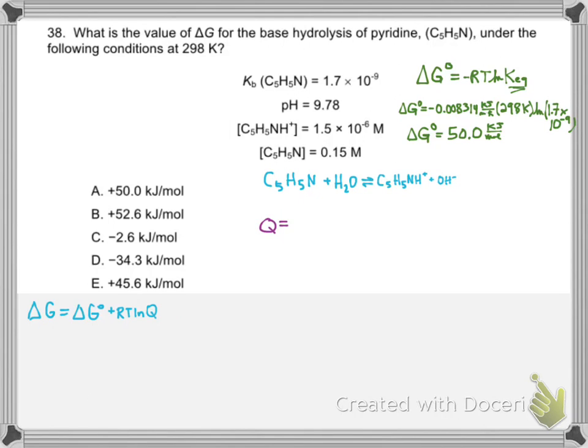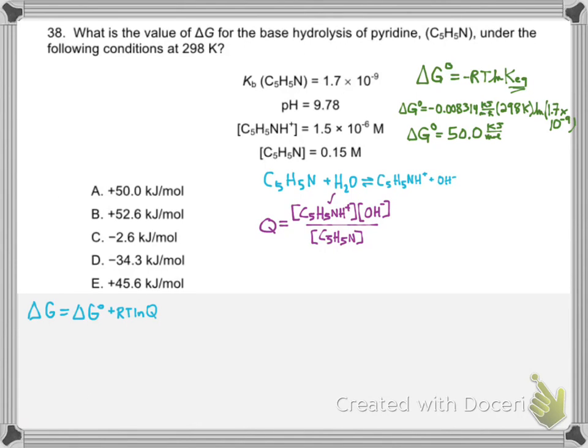First things first, let's figure out what Q is. Q is equal to our product over our reactants. In this case, it's going to be the protonated pyridine, C5H5NH+, times the hydroxide concentration, all divided by the pyridine concentration, C5H5N.